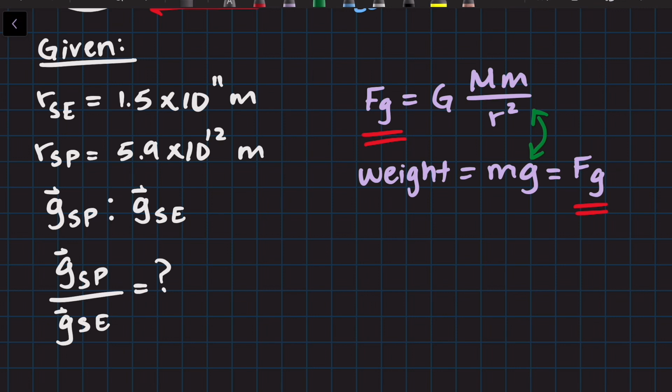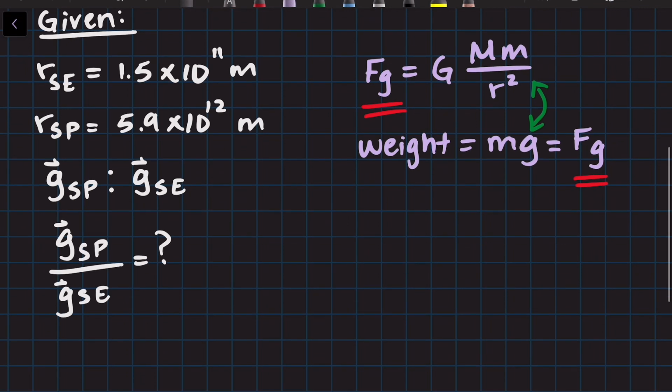So we'll get mg for any object on Earth is equal to the universal constant, in this case times the mass of the Earth times the mass of the object, divided by the radius of the Earth squared. That's the distance to the center. Okay, this is for the Earth, the gravitational field that you feel because of the Earth, or I feel, or anything feels.